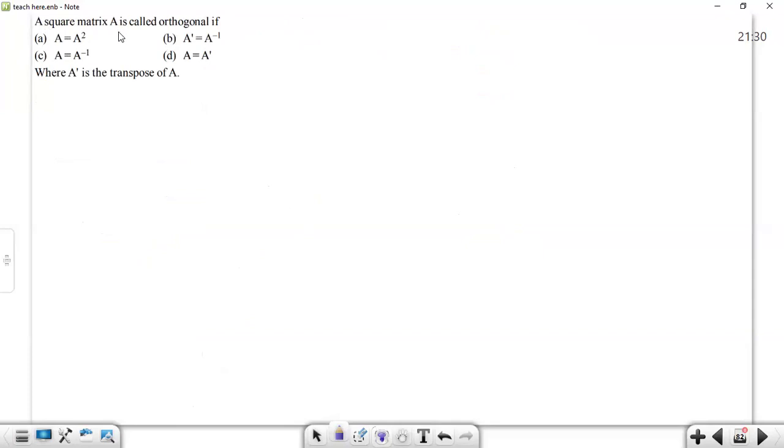A square matrix A is called orthogonal if... Okay, so let's discuss the orthogonal matrix first. In the options we have to find A on one hand side. A into A transpose is equal to I, then only the square matrix is going to become orthogonal. So let's do one thing.